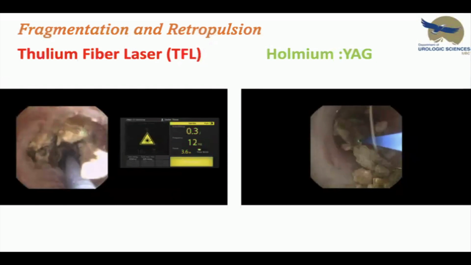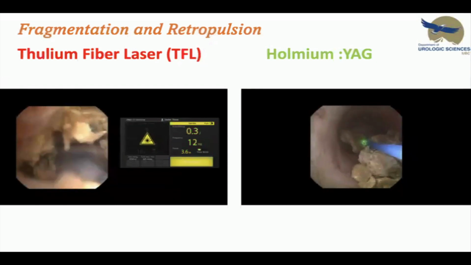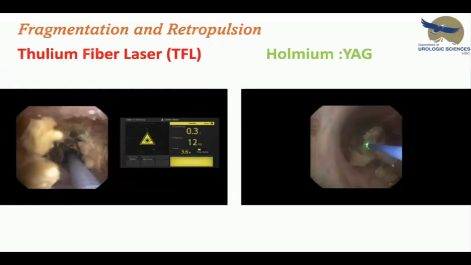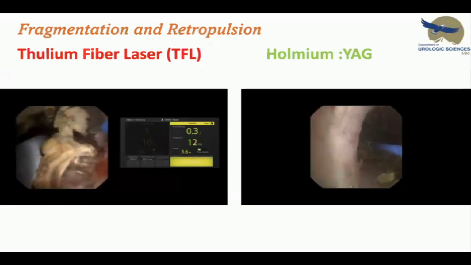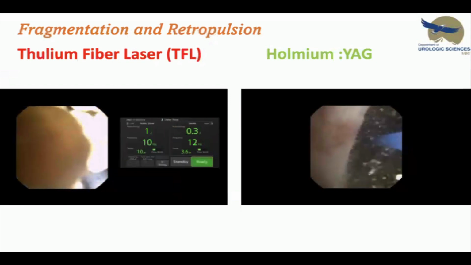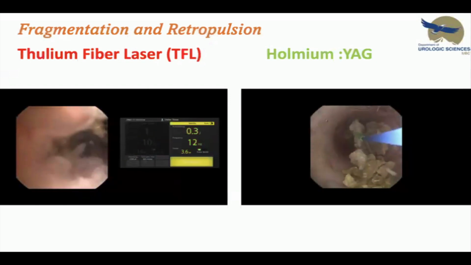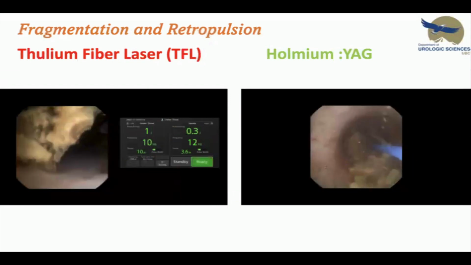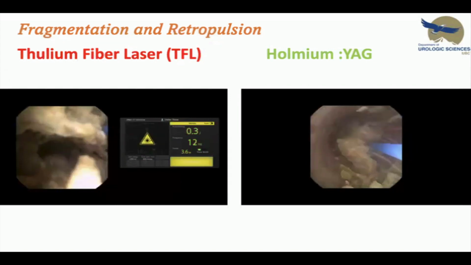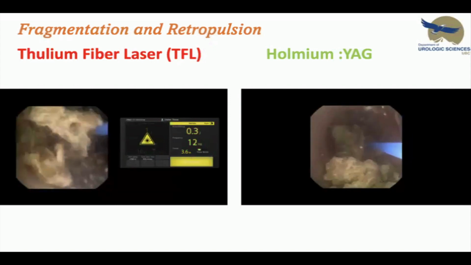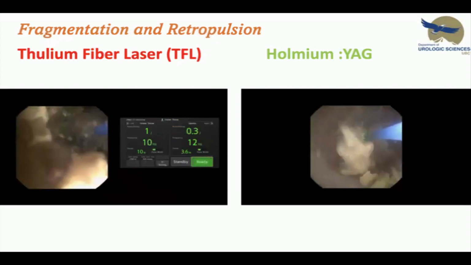This actually raises the question: which technology, as an endourologist, do you prefer? For different stones, different techniques are needed. So if you want fragmentation and basketing, maybe Holmium YAG is an option. But let's see what the data is saying about that.